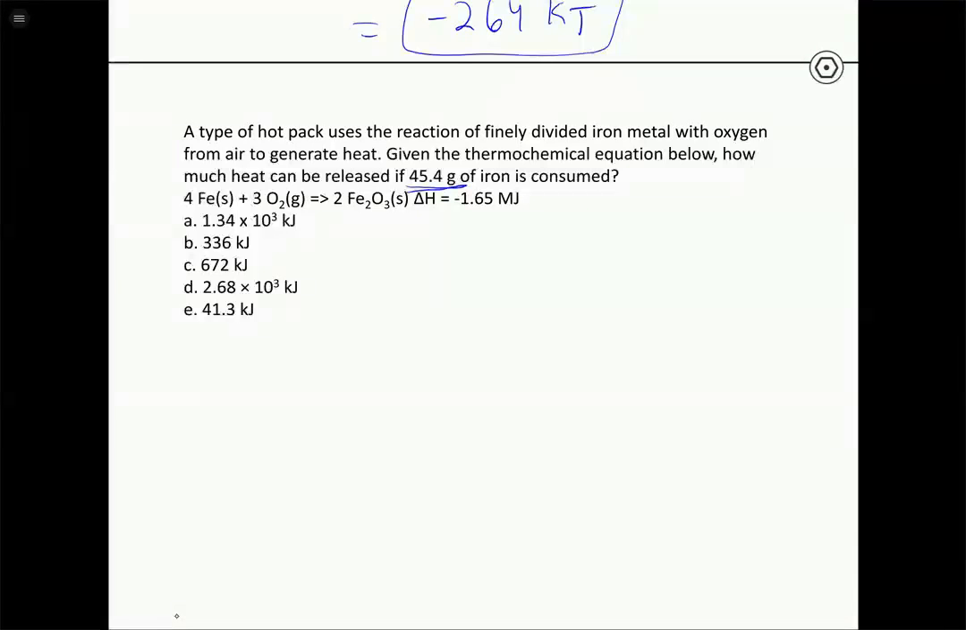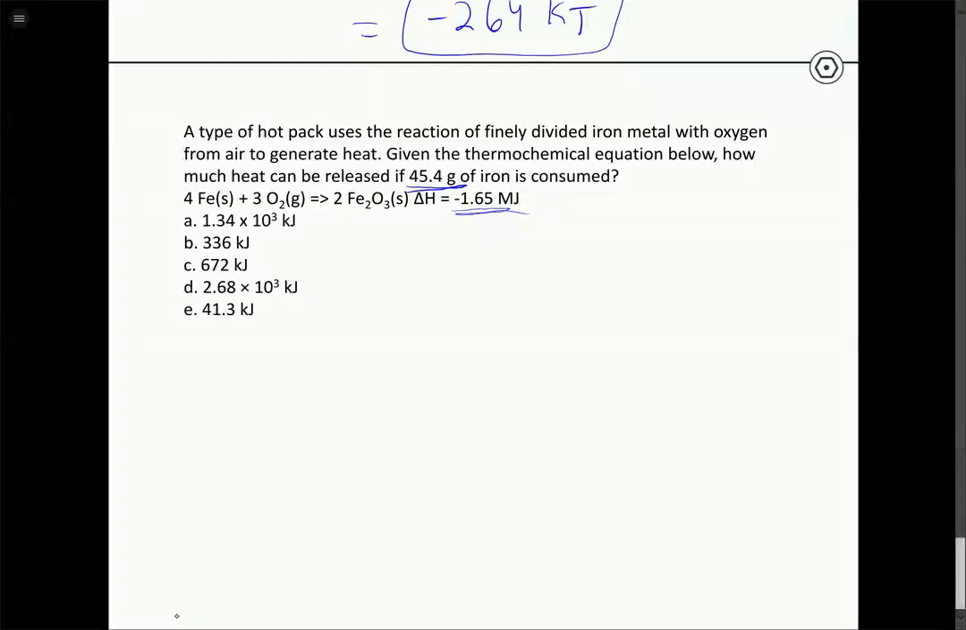So what we have to realize about these thermochemical equations, a thermochemical equation is a chemical equation with its associated delta H. So when we read this, we can say that when 4 moles of iron reacts with 3 moles of O2, we make 2 moles of iron oxide, and there is minus 1.65 megajoules as delta H, or 1.65 megajoules of heat is released. So this number, minus 1.65 megajoules, corresponds to the reaction of 4 moles of iron.